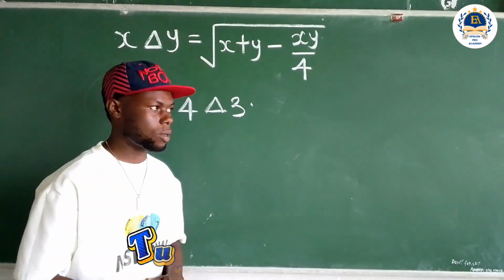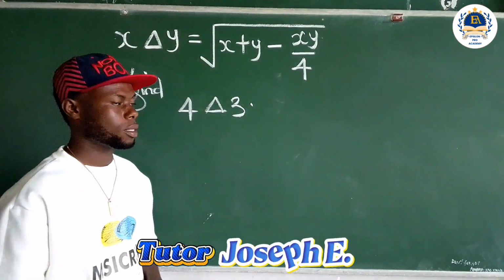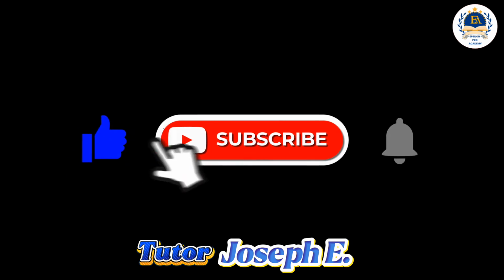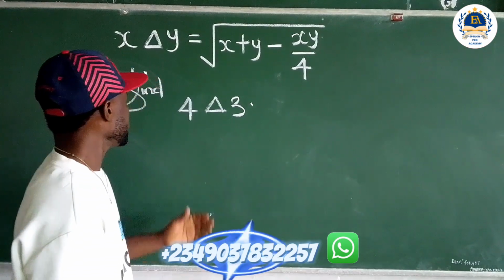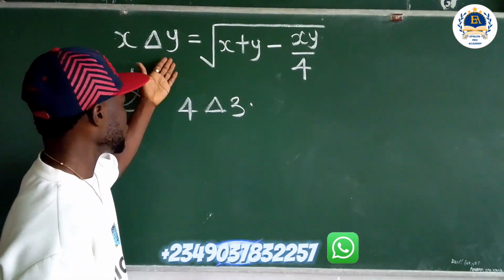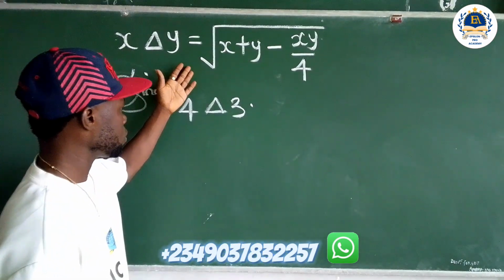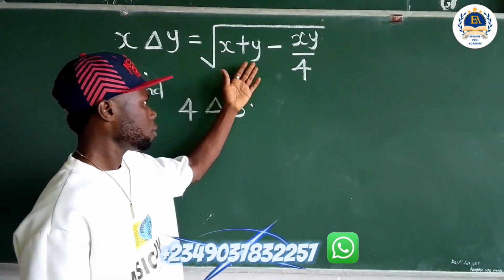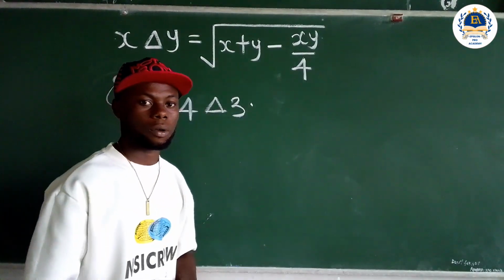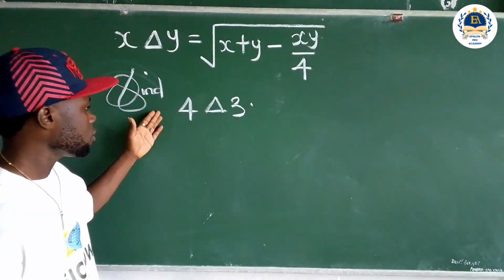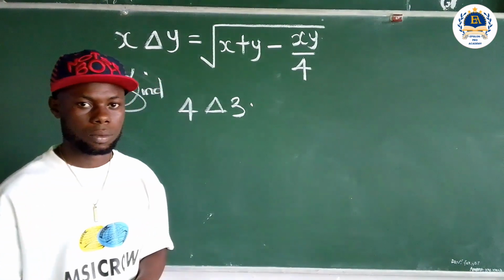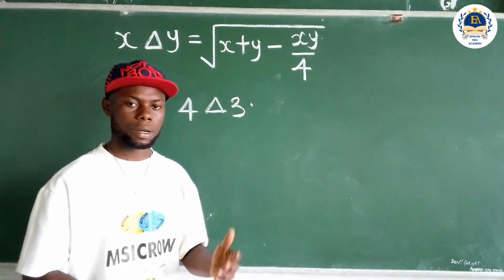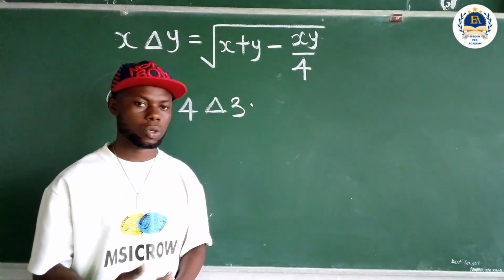Let's consider how we can solve this question on the board with a very simple approach. Now the question says x delta y, or operation, y is equal to the square root of x plus y minus xy over 4. And we are required to find 4 delta 3. This question on the board could only be solved by comparison through substitution.